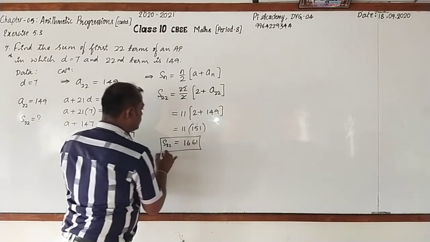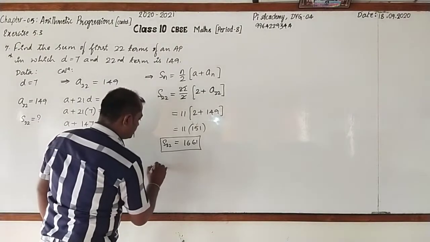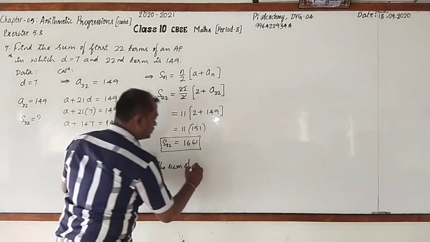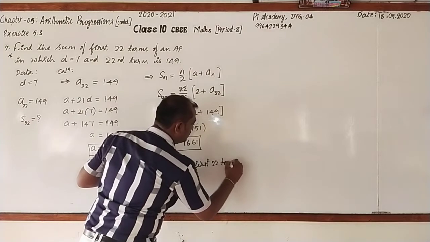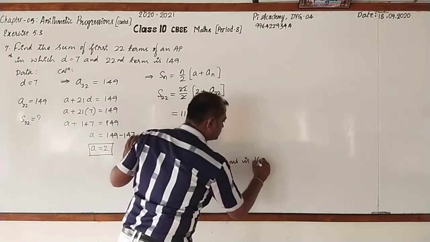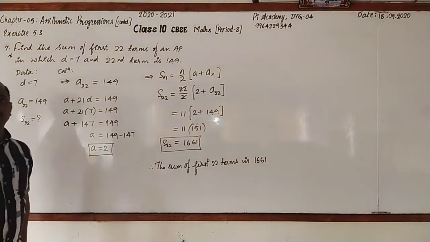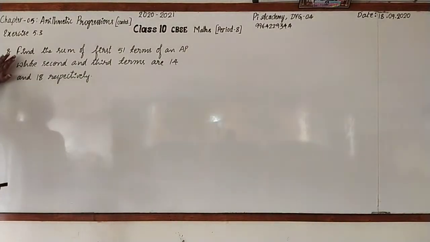S22 is 1661. So conclusion, therefore the sum of first 22 terms is 1661. Yes, please go for copying this. Observe it. It is 8th one, and you may copy this also.